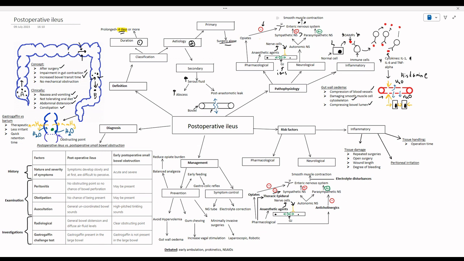And just to be aware, this is one of the mechanisms of anesthetic agents, but anesthetic agents have other mechanisms to cause postoperative ileus, for example, by causing smooth muscle relaxation. So that's a general overview of the pathophysiology of the development of postoperative ileus.